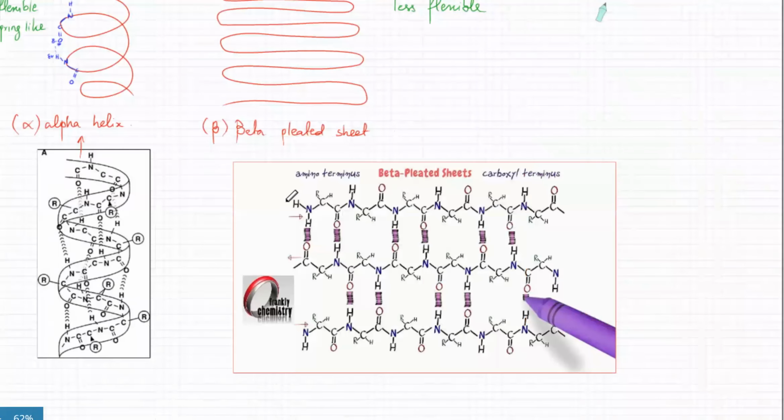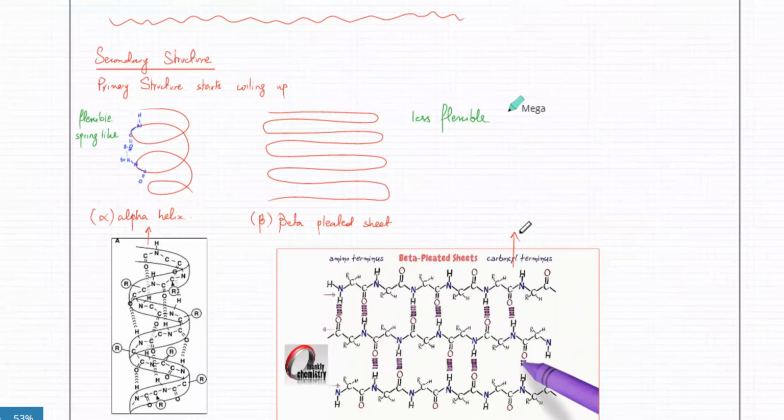But in beta pleated sheets, one chain is forming a lot of hydrogen bonds with the other chain, because the chains are lying side to side. Which is why it's not going to be very flexible. If you want to pull this chain upwards, you have to break a lot of hydrogen bonds. Is this clear as well?